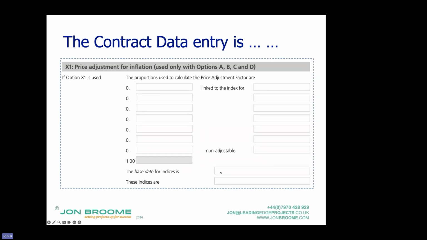The entries are the base date for indices, which I would suggest is when the contractor has to put the tender in, and who the indices are published by. So you put steel or new build road construction in there, and then you probably put BICS in there, these indices there.